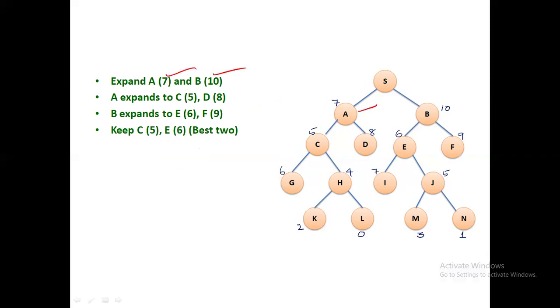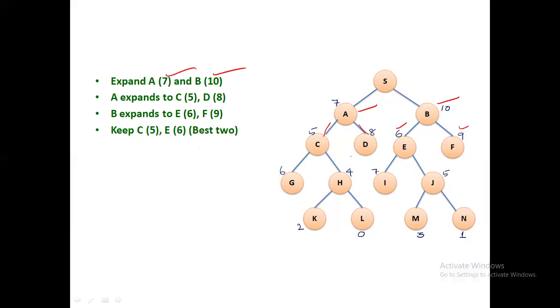These nodes will be expanded. Next, we expand E of 7 and B of 10 to generate the child nodes. E of 7 expands to C of 5 and D of 8. And B will be expanded to E of 6 and F of 9. These values are expanded.